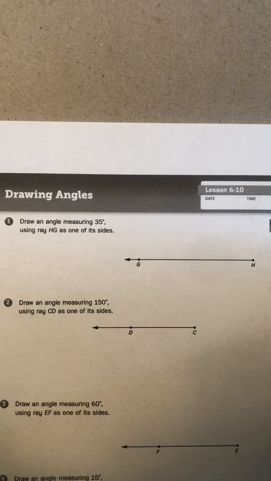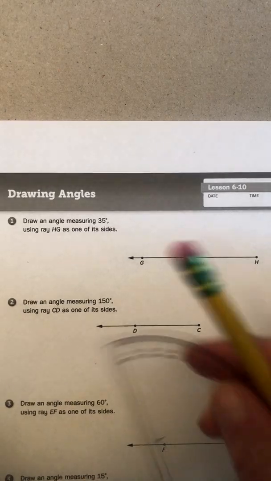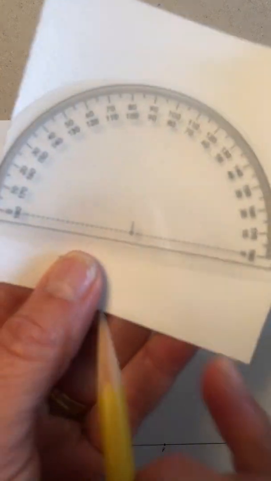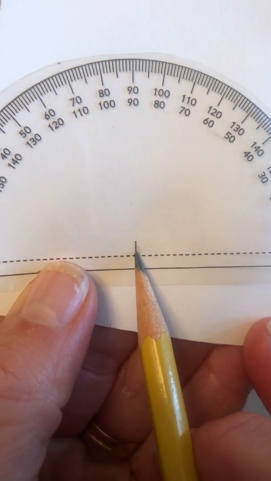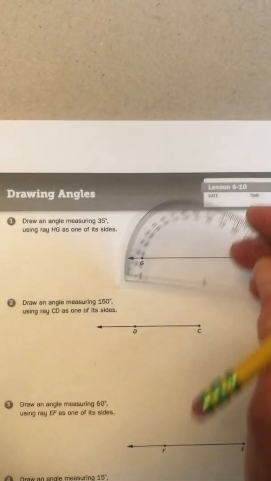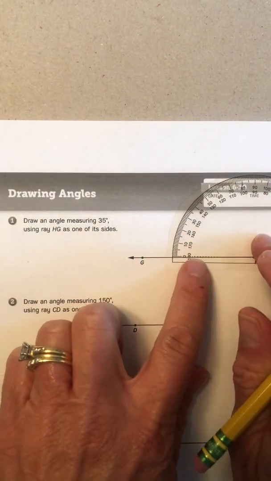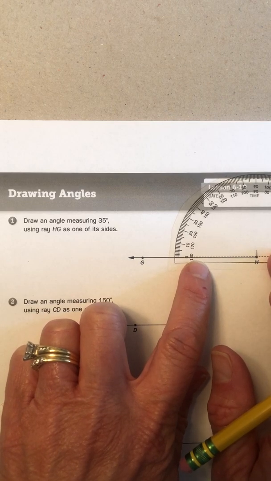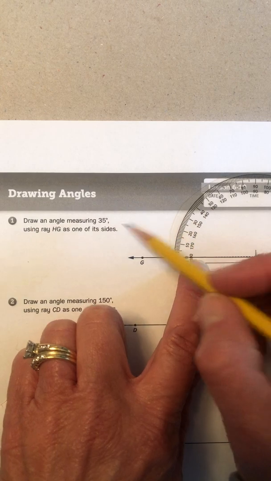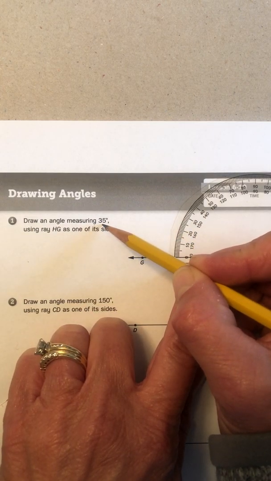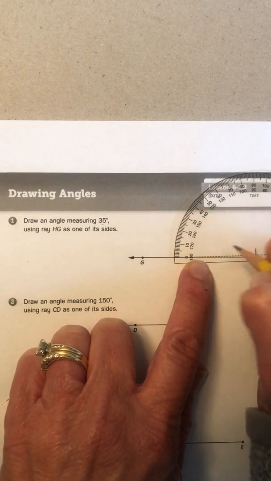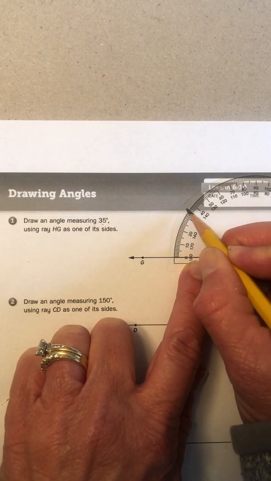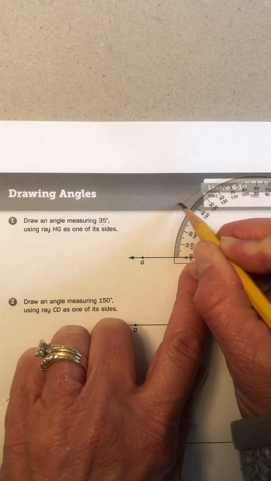So they've given us one ray. What we're going to do is lay our half circle protractor. Okay, so we're going to take that middle circle right there and put it on the vertex H. So I line that up with H, and it says to make sure your dashed line is lined up right with that ray. It says to measure to 35 degrees. So I'm going to go to 35 degrees. Here's 30. Halfway would be 35.